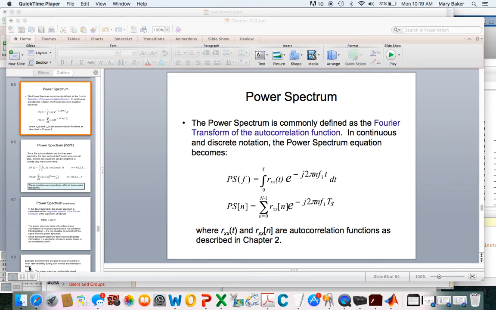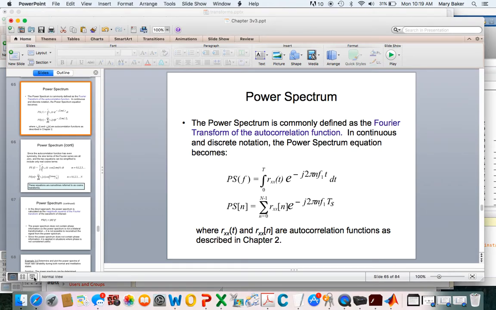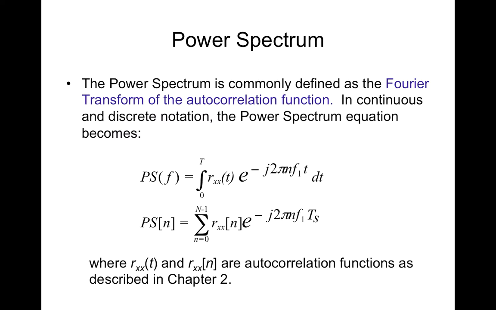A lot of times we will use the power spectrum as a way to represent what's going on with our signal. Basically, the power spectrum is defined as the Fourier transform of the autocorrelation function. So in this equation, the autocorrelation function is given by Rxx. This is the continuous Fourier transform representation. This is the discrete representation. So basically, we're taking the discrete Fourier transform of the autocorrelation function, where autocorrelation was defined in a previous set of lectures. So this gives the power spectrum.